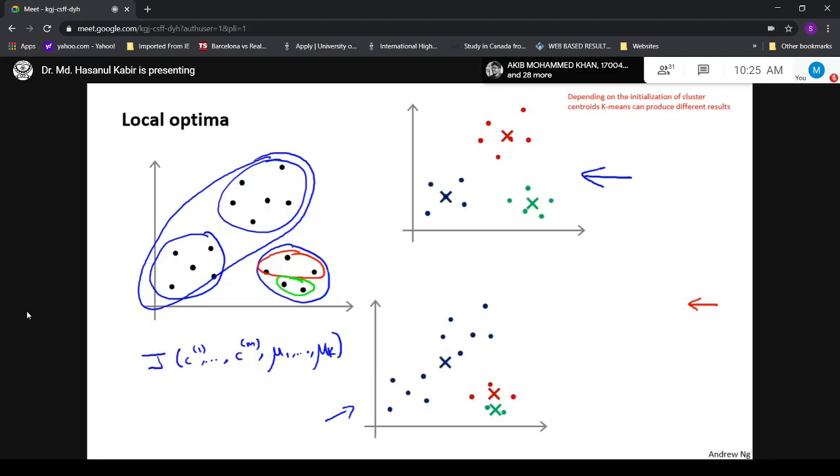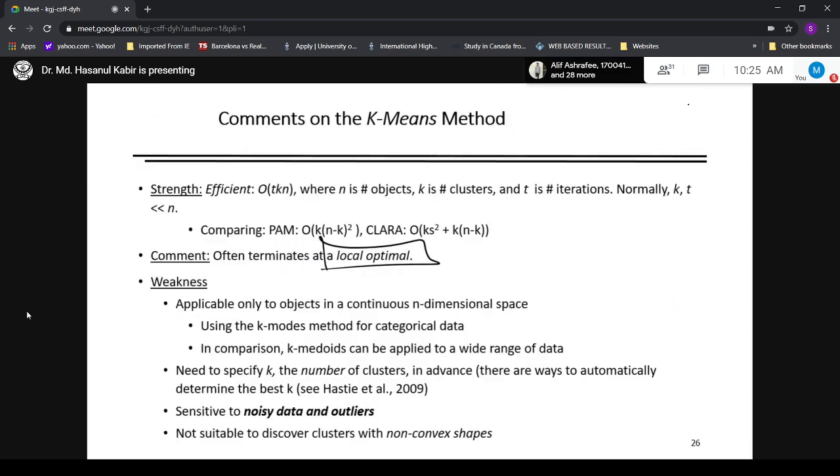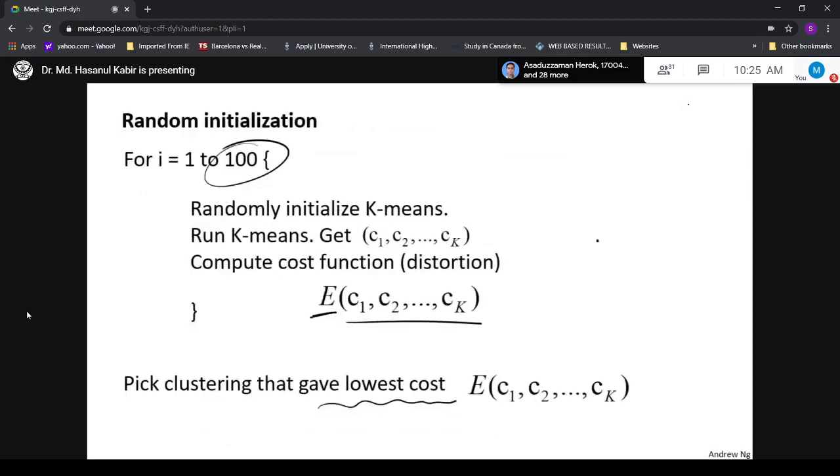Okay, so it depends on the initialization. Given the initialization, basically you can come up with your own results. That means you can get stuck in the local minimum. There is no guarantee that you will get the best result, unless you run it 100 different times, and maybe you come up with the best one, or something close to the best one. Okay.